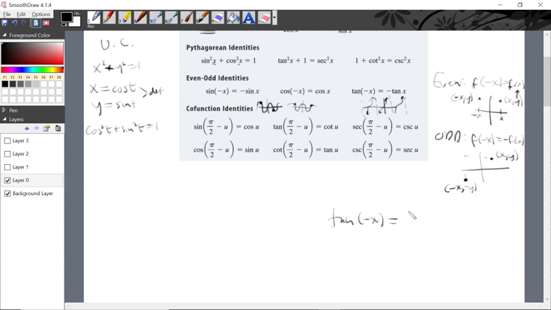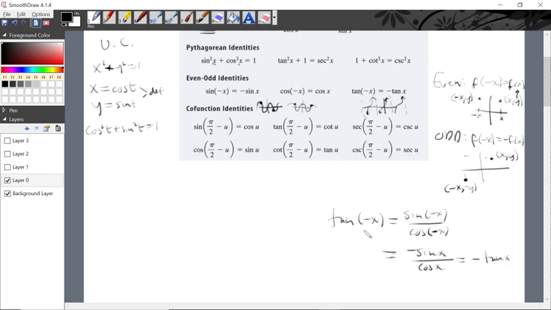identities. Tangent of negative x would equal the sine of negative x over the cosine of negative x. That's known because tangent equals sine over cosine of the same argument. And we've already demonstrated that the sine is odd. That is, we know that the sine of negative x is negative sine of x. And the cosine of negative x is equal to cosine of x because cosine has already been shown to be even. So this equals cosine of x. Well, then we have a single negative here, and then we have sine x over cosine x. Well, that would be tangent of x.